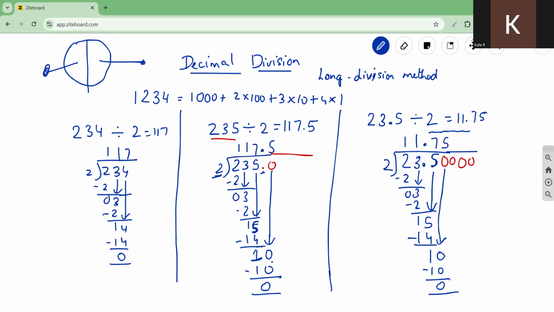I hope you're clear with this. We started with a normal number where there's no division, where there's no remainder. Then we had a remainder of 1 and saw how we could continue by assuming a point and a 0, and then we continued and got a decimal number as the answer. Then we took a decimal number as a dividend and saw how to do it. Now, what if the divisor is also a decimal number?